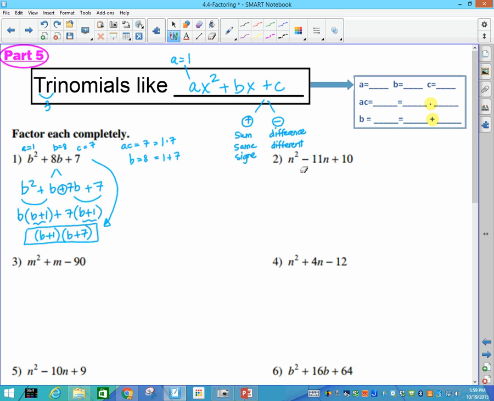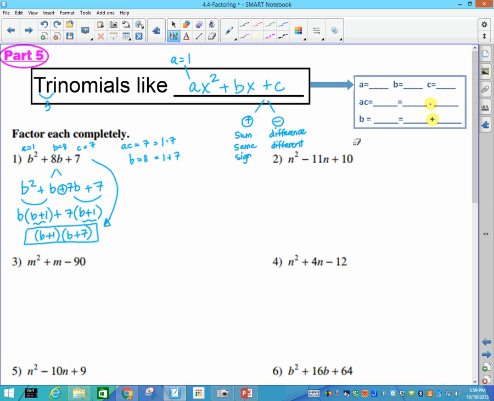Okay, so my last number here, C, was a positive number, so I was looking for a sum, and my signs were the same. Really what I want to get out is I have the same sign. Okay, they have the same sign, so at the end my signs are the same.